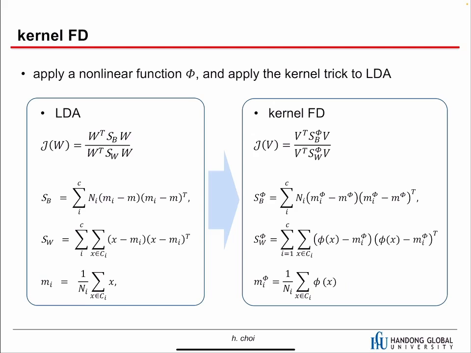And the next one is kernel FD, which is an extension of LDA, or Fisher discriminant. The logic is quite the same. We apply a nonlinear function phi. Again, we don't have phi, but in this process we apply the nonlinear function phi and then apply the kernel trick to LDA. That's it. So we have the LDA objective function, and SB is defined, SW is defined in this way, and m sub i is defined in this way.